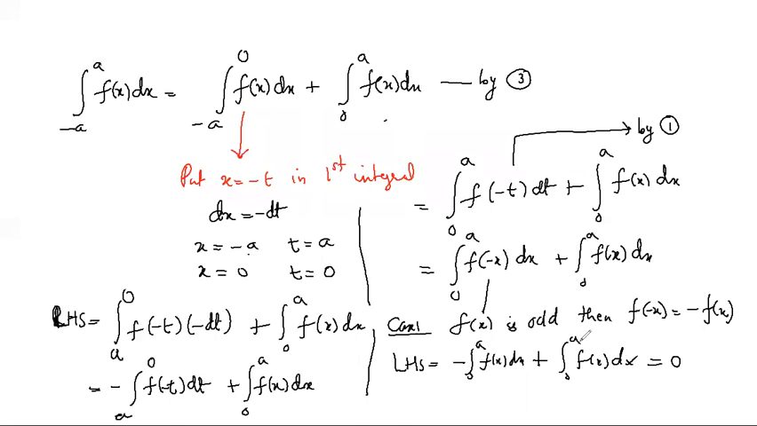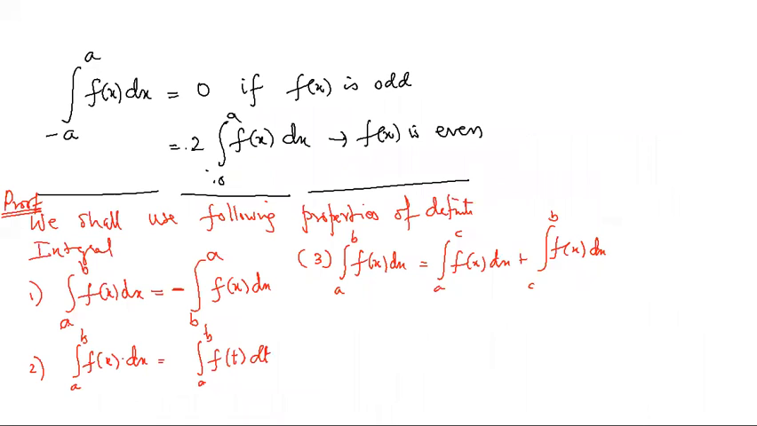That's your case 1. Case 2: f of x is even. In that case, f of minus x and f of x are equal. If they both are equal, then I can write the left hand side as 2 times 0 to a f of x dx. Is it clear? Yes or no? Yes. So this is a theorem which is the most important theorem in the board exam.